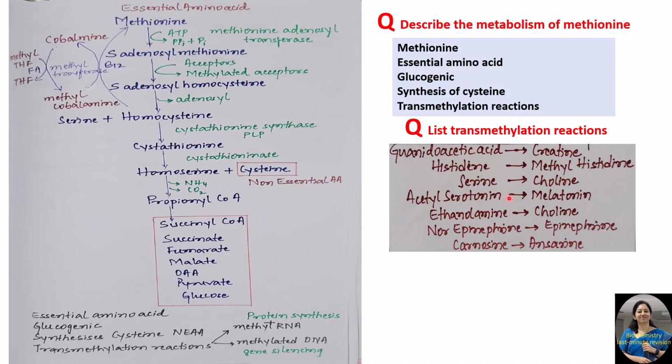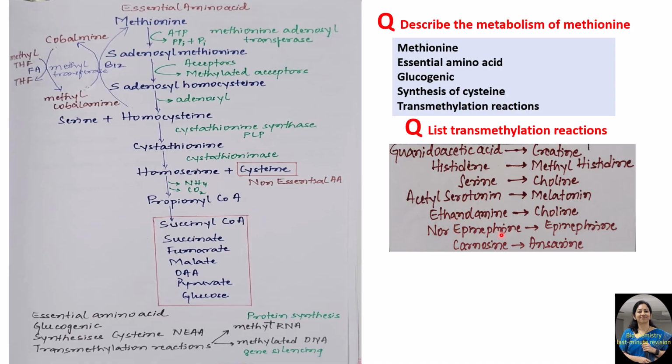N-acetyl serotonin undergoes methylation to form melatonin. Melatonin is responsible for maintaining our circadian rhythm and biological rhythm, whereas serotonin acts as a neurotransmitter. Ethanolamine undergoes methylation to form choline. Again, phosphatidylcholine is nothing but lecithin, which acts as lung surfactant.